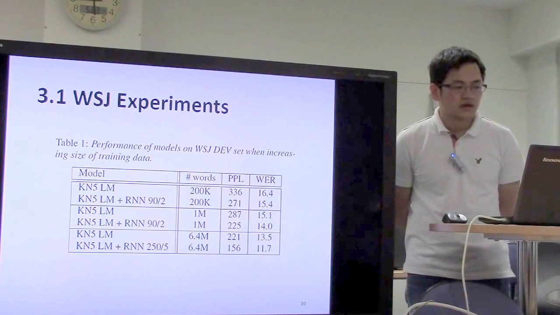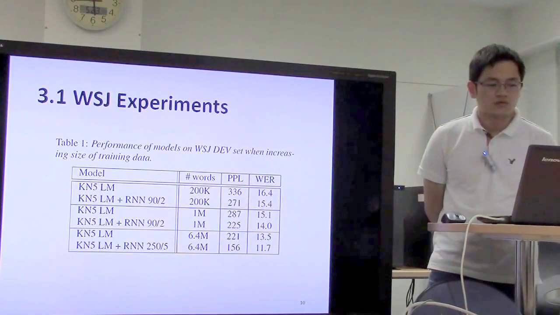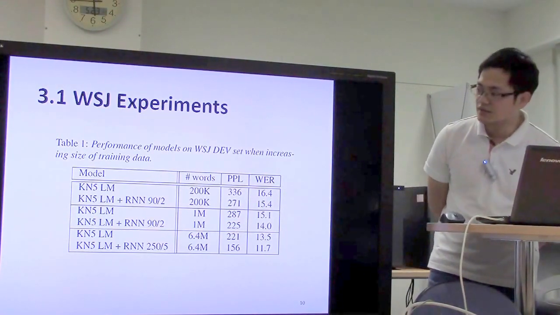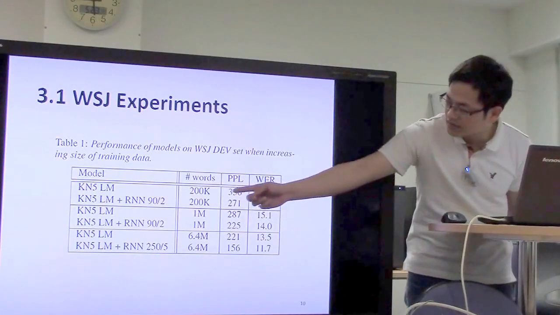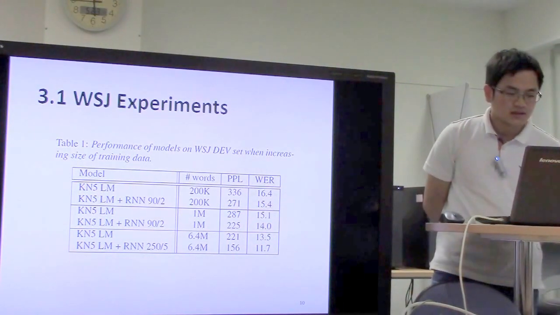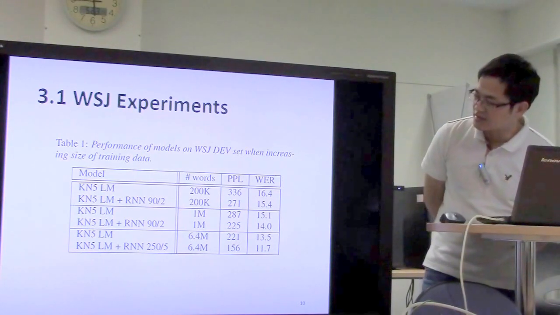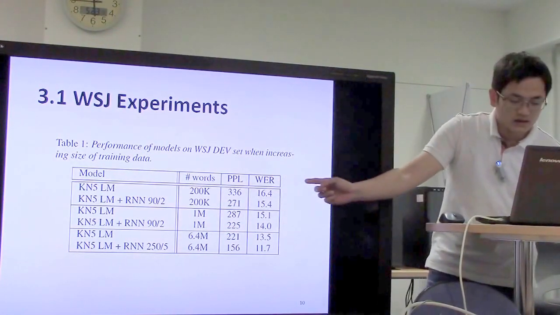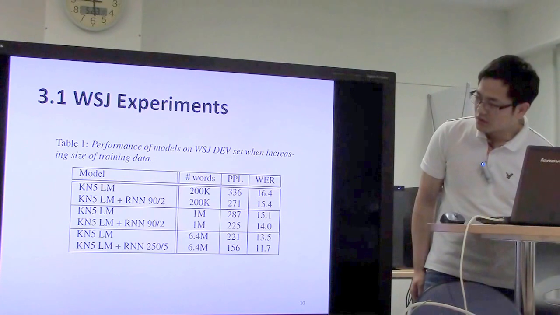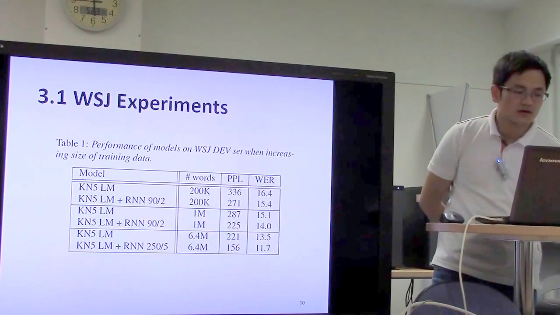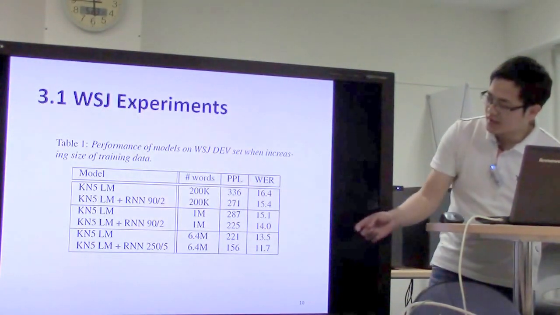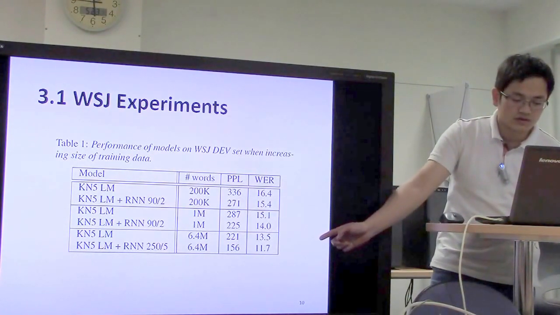So this table shows the performance of the model with the Wall Street Journal data, increasing the size of the training data. This is the perplexity of the model, and this is the word error rate. We can see that with the increase of the size of the training data, the perplexity decreases and the word error rate reduces too.